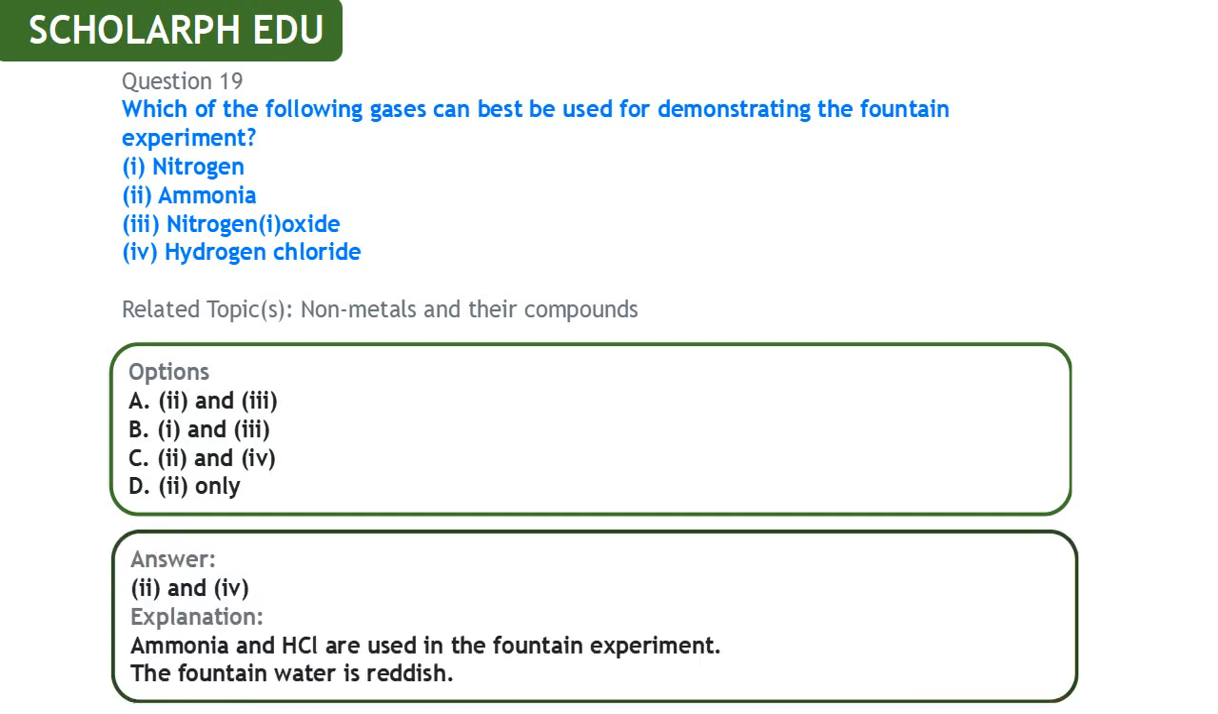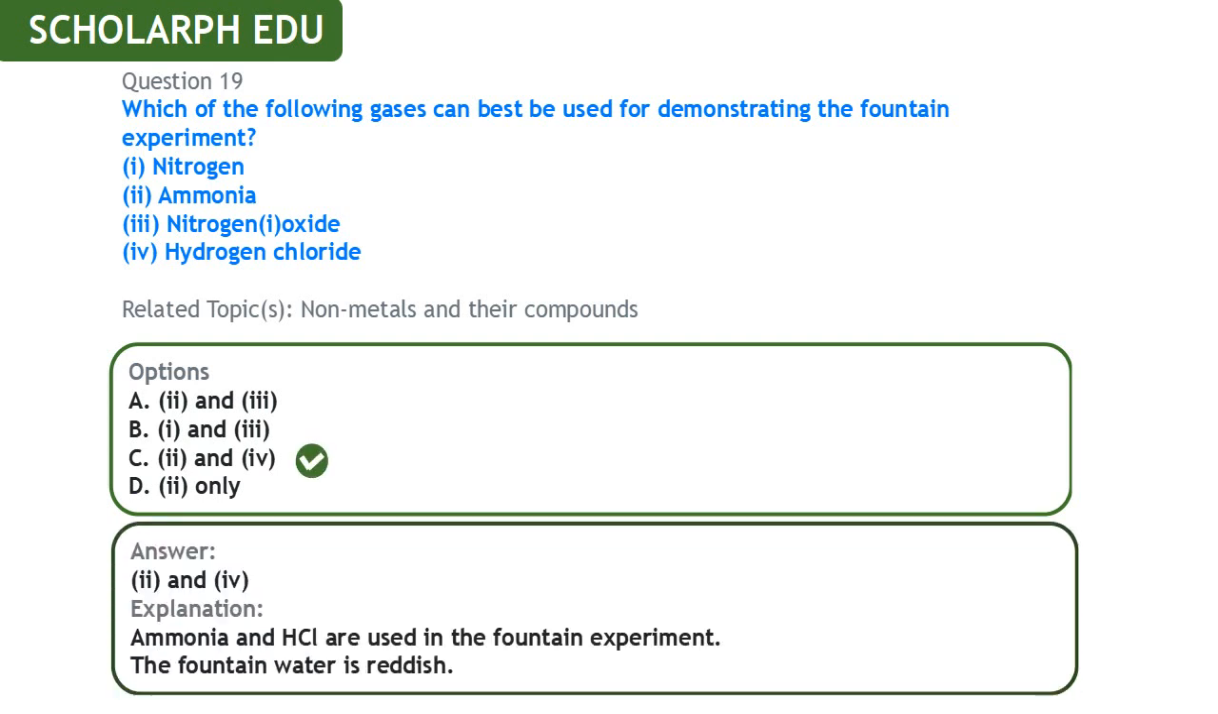That is ammonia and hydrochloric acid. Ammonia and hydrochloric acid, they are used in the fountain experiment.